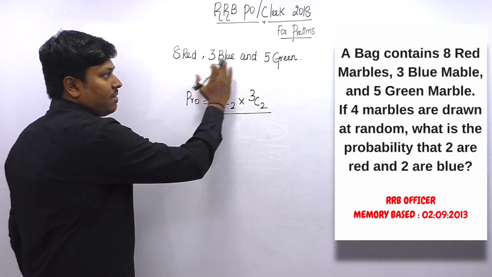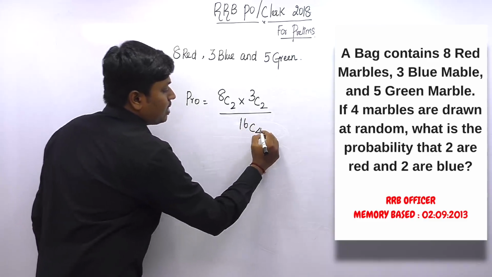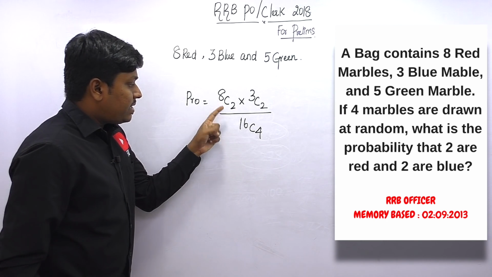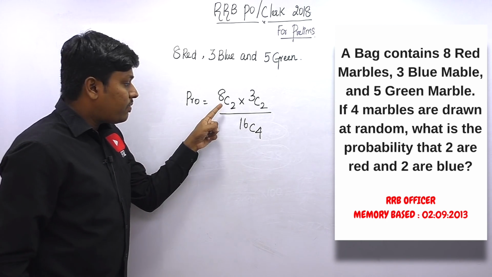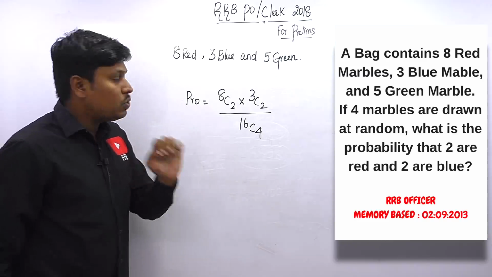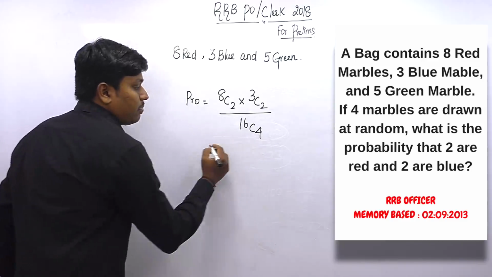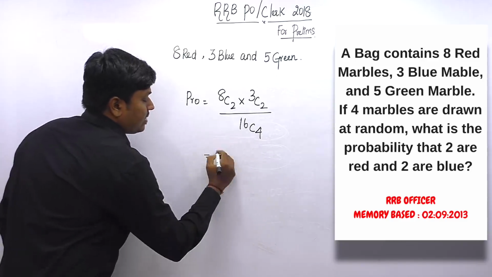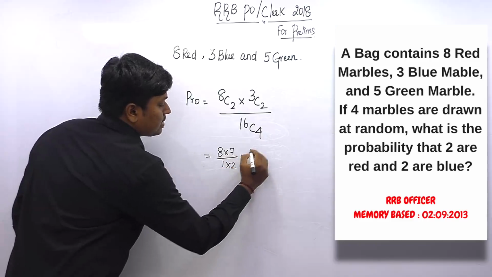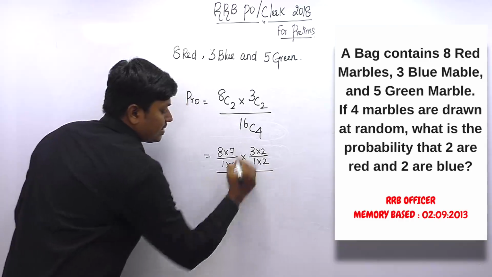So 8 plus 3 is 11, 11 plus 5 will be 16. So 16C4 will be the total possibility. So probability is sum of observation, 8C2 times 3C2, divided by the total possible 16C4. So 8C2 can be written as 8 into 7 divided by 1 into 2. Similarly 3 into 2 divided by 1 into 2, divided by 16C4.